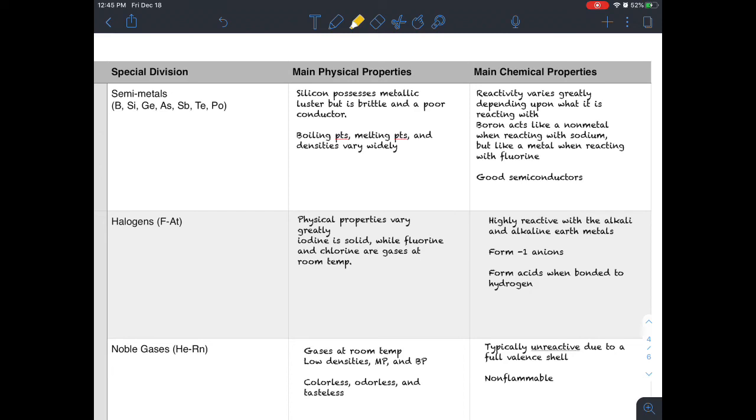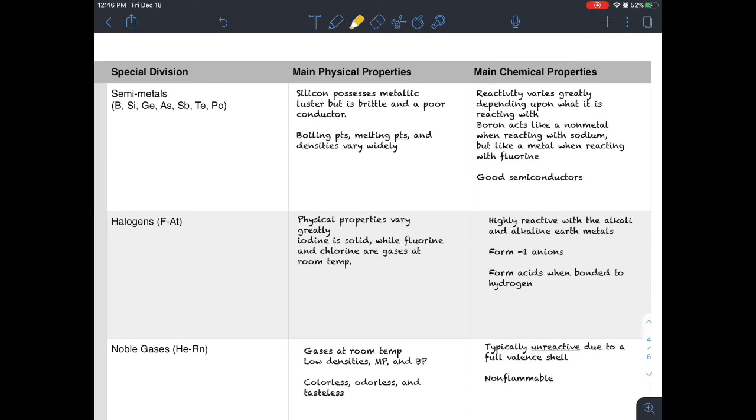Also, if we look at valence electrons, boron has 3, silicon has 4, germanium also has 4, arsenic and antimony have 5, tellurium has 6, and then polonium also has 6. Depending on how many valence electrons they have is going to determine how they're reacting. Are they going to form cations or anions? How many electrons do they need to stabilize their valence shell?